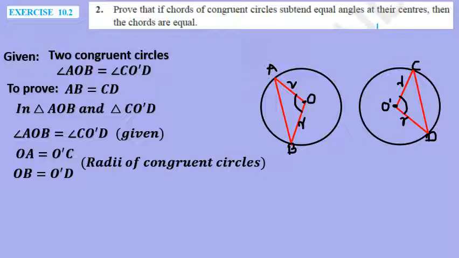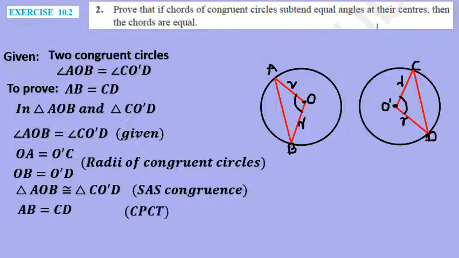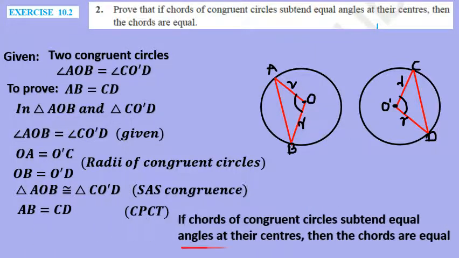So here we proved that these triangles are congruent, that is, two sides and the included angle. That means the triangles are congruent by the SAS congruence rule. So AB equal to CD by corresponding parts of congruent triangles. Thus we proved that if chords of congruent circles subtend equal angles at their centers, then the chords are equal.